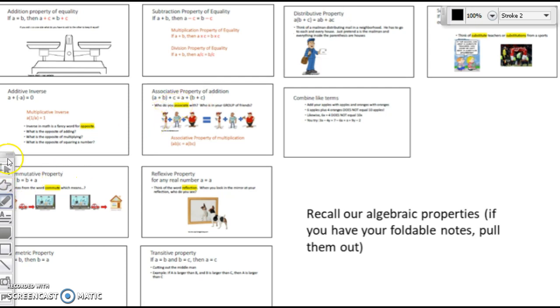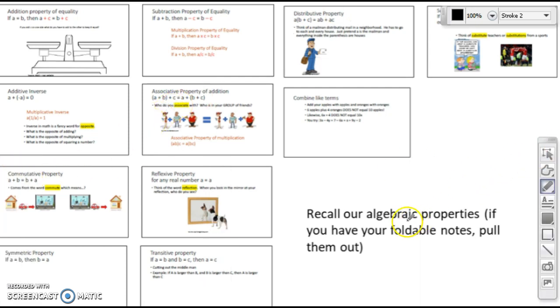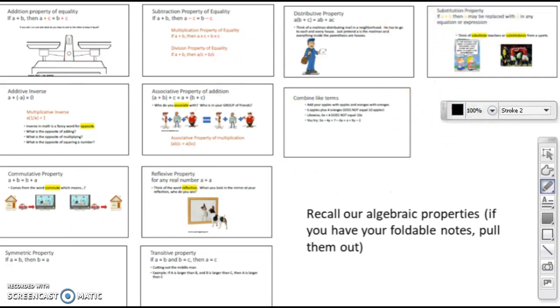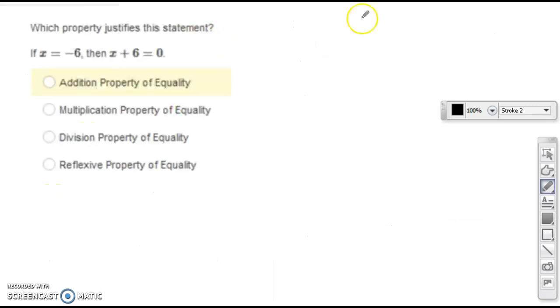Okay, so before we even jump into this, I want you guys to recall our algebraic properties from the beginning of the year. If you have your foldable notes, this would be a really great time to pull those out. If you don't have your foldable notes, then you should have saved this PDF and you can pull it up that way. We are going to be going back and using these properties, so it's a really good review to go back over them.